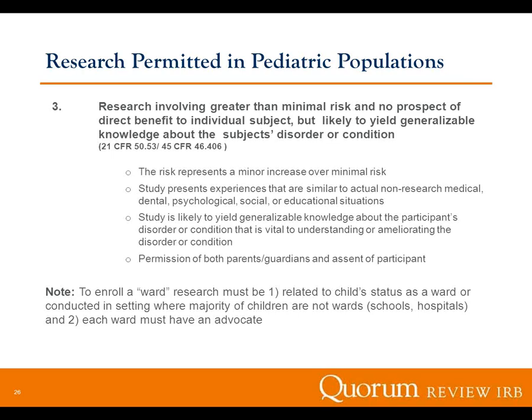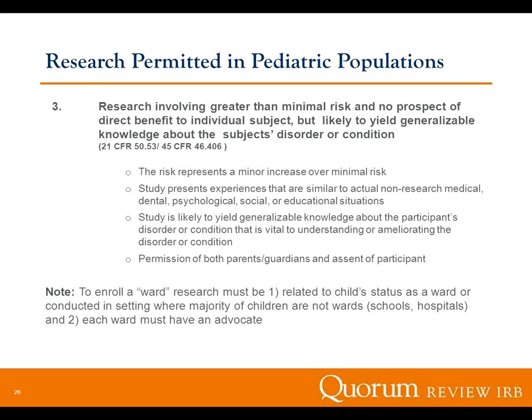And finally, the IRB must ensure there are provisions in place, and this is slightly different than the first two categories. There are provisions in place to obtain the permission of both parents or guardians, so not just one parent or guardian, but both, and also the assent of the child.